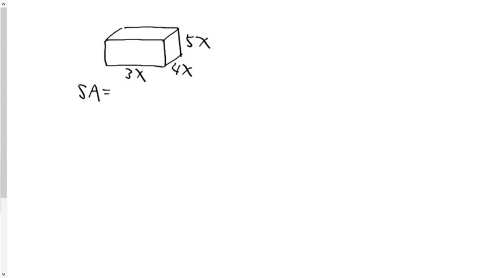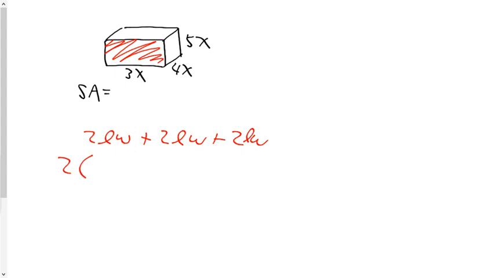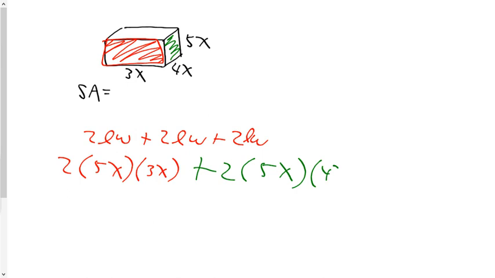And our last question is the surface area of a rectangular prism with algebraic measurements. So our formula is 2LW plus 2LW plus 2LW because there are 6 faces. If we think of the front as being the red one here, it's 2 5x times 3x. Those are the length and width of that rectangle there. If I think of the green as being the left and the right, it's 2 5x times 4x. And if I think of the blue as being the top and the bottom, there are 2 of them, top and bottom, it is 3x by 4x.